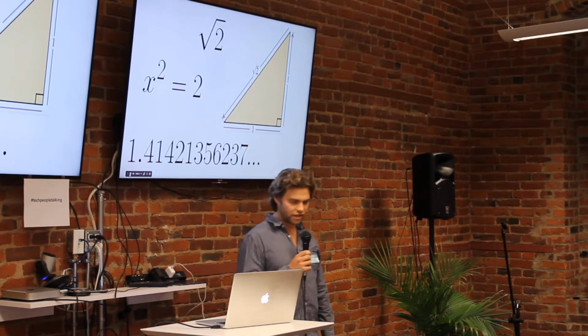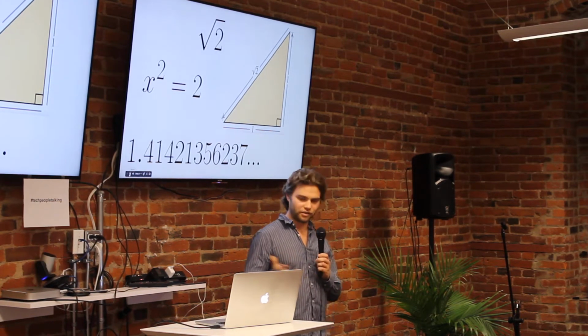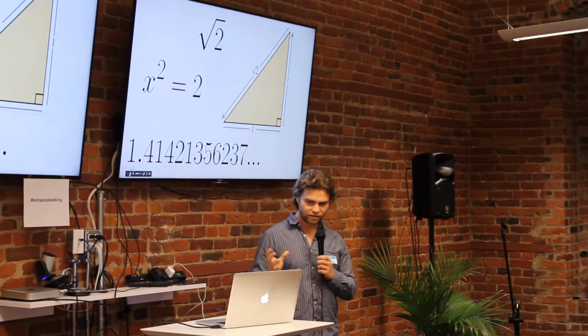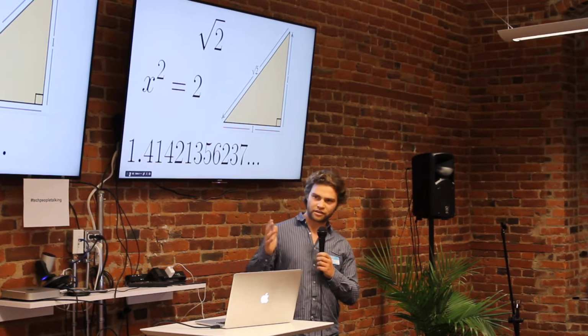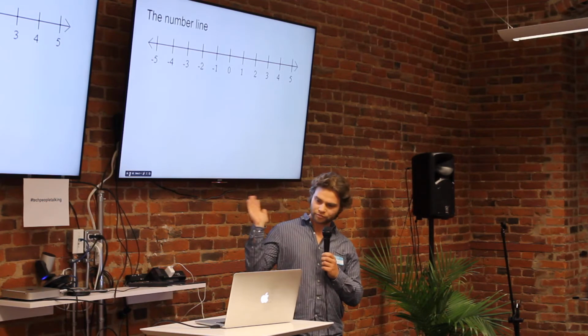Okay, so I'm going to talk about the square root of 2, a number that when multiplied by itself gives us 2. And how I'd like you to think about this number is as the distance of the hypotenuse of a right angle triangle where the base and the height are 1.